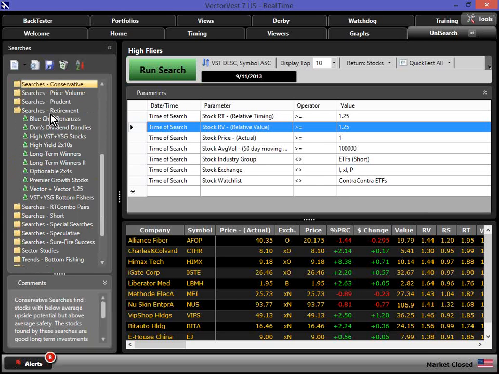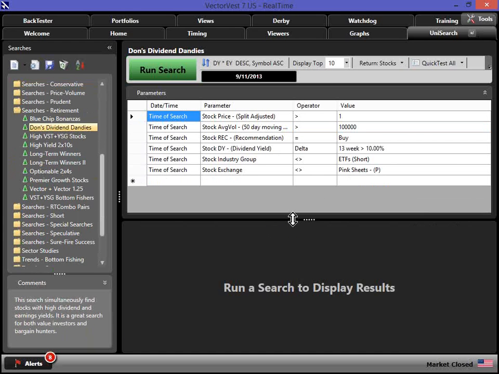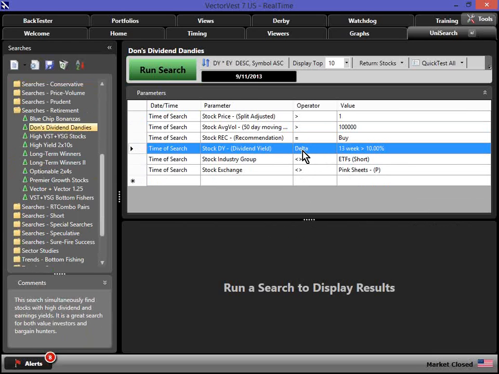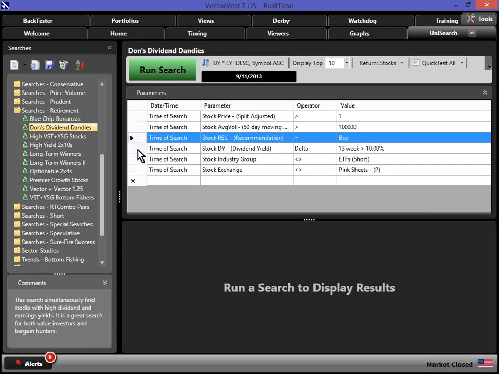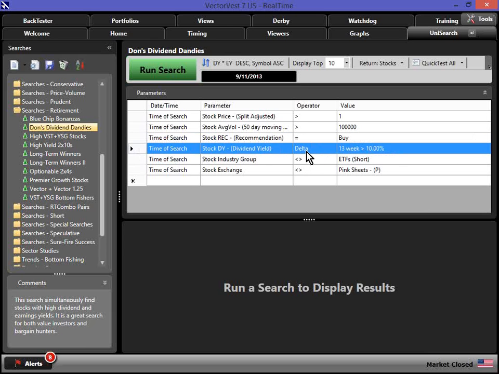So in the retirement folder, this one right here, Don's Dividend Dandies, has been one of the top performing searches for years. All right. Now, it does have a criteria in here called Delta, which I'm going to talk about in part 2 in a couple of weeks. A Delta search I'm going to talk about in a couple of weeks. But I just wanted to highlight it since it is in this folder. It's looking for stocks that have a buy recommendation, that have a dividend yield that, I'll just say this, it's increased its dividend yield more than 10% over the past 13 weeks, which is a quarter, right? And the stocks are sorted by the best combination of dividend yield and earnings yield.